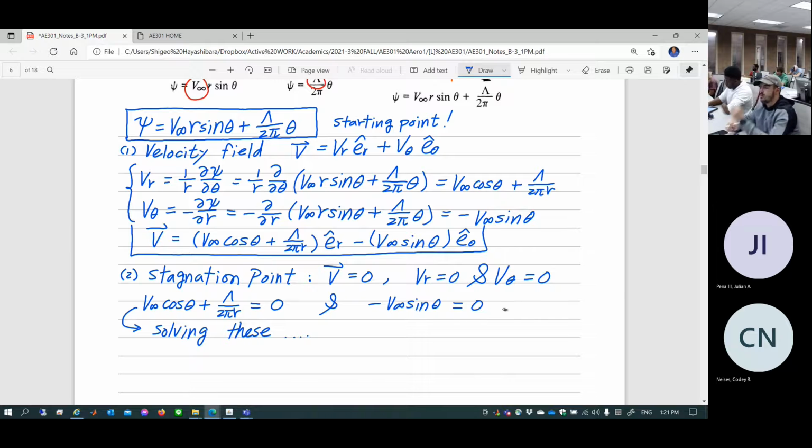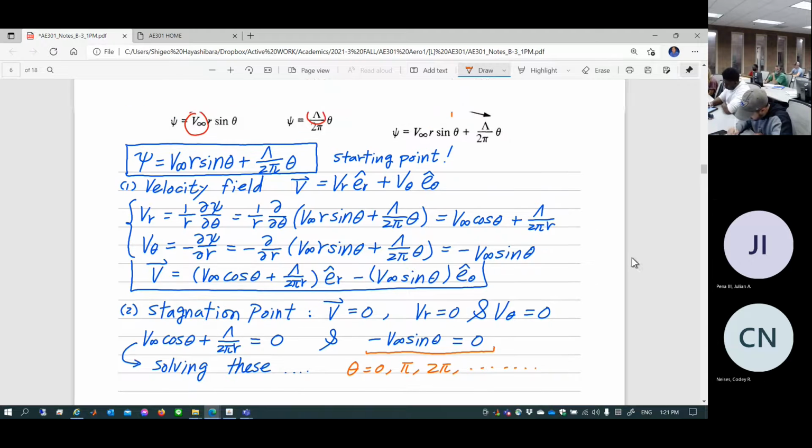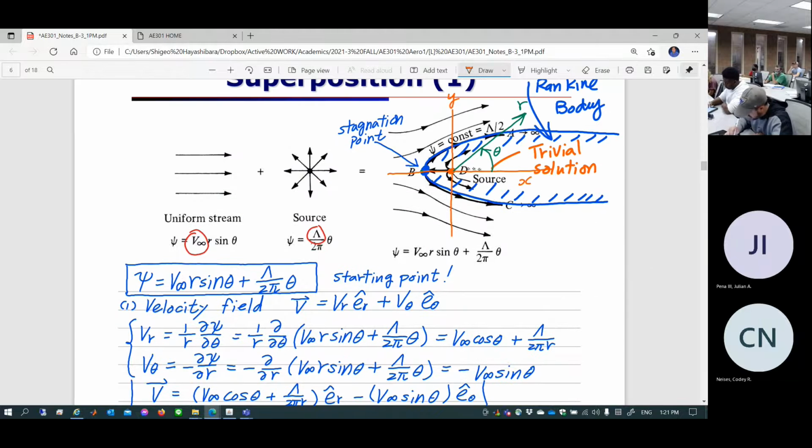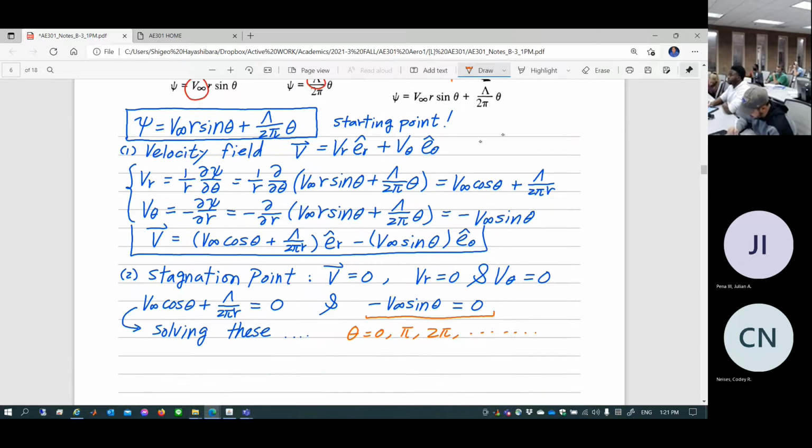So let's take a look at this equation first of all. This equation is V infinity sine theta is 0. What value of theta satisfies this equation? Theta equals 0 and pi. Yeah, that's right. Theta equal to 0, pi, 2 pi. Then come to think about what theta is. Theta is measured from here. So what is the actual theta, you think? Pi. Pi, okay, that's right. So this is a stagnation point.